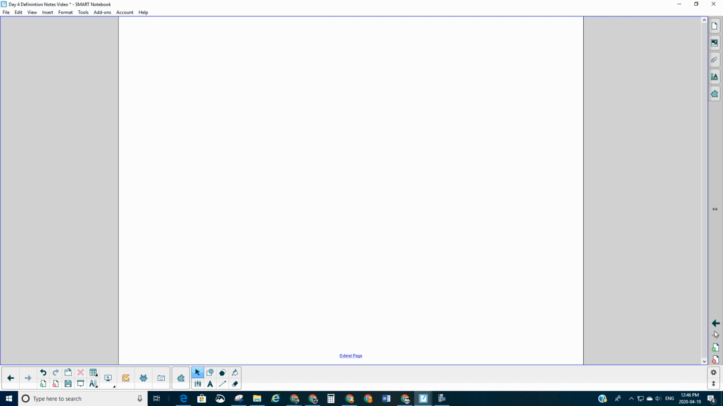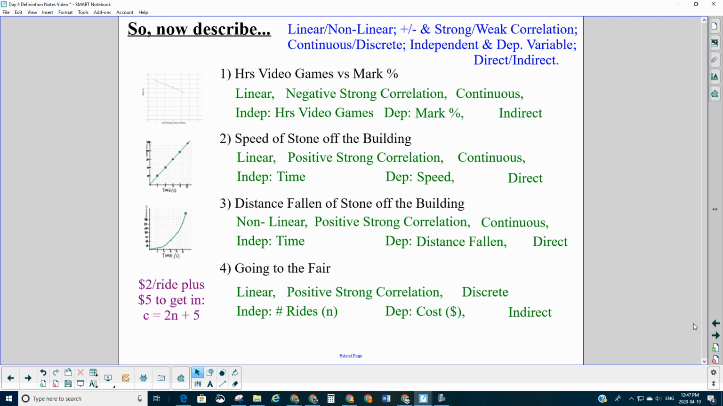All right. So that's a great little example of how we're using this language and these new definitions to describe our relationships. And I'd like you to use this language for the rest of this unit as you're describing the relationships that we're learning.